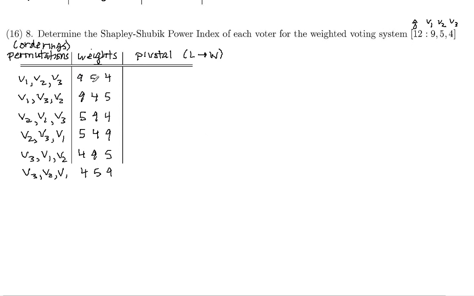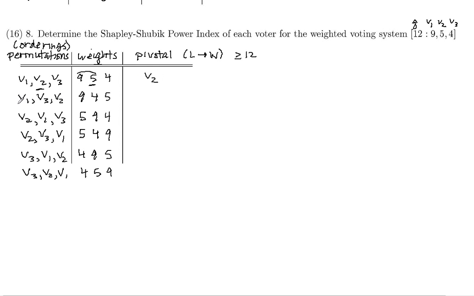Okay, and then you just go left to right and you add up the numbers, and here pivotal, lose to win, we need greater than or equal to the quota, 12. So 9 votes is not enough. But now when you do 9 plus 5, so first you consider just the first number. Now if you add the first two numbers, 9 and 5, you get 14. 14 is greater than 12. So that second voter, voter 2, is pivotal because they push it to a win. So voter 2 is pivotal in that ordering.